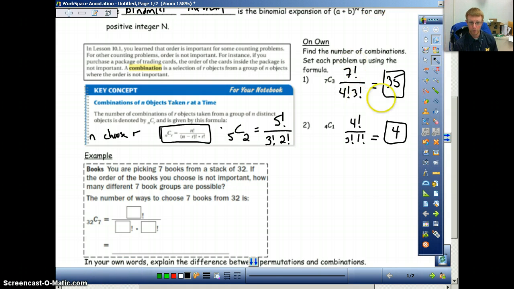All right, so hopefully you got 35 for the first one. 7 factorial over 4 factorial times 3 factorial. Second one you should have gotten 4. That's 4 factorial over 3 factorial times 1 factorial. Okay, so let's move on to the actual story problem.